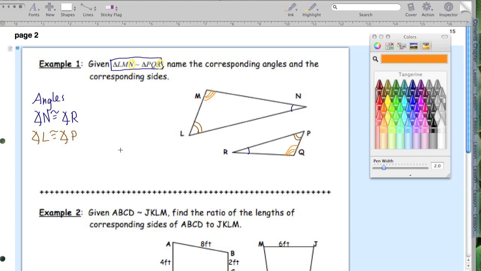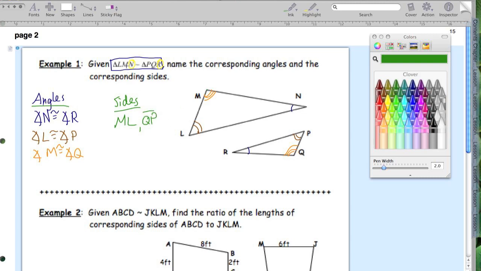So we don't even really need the picture. It helps, but we don't need to have it. As long as we have this up here, we can go ahead and figure out our corresponding angles, and it also works for corresponding sides. Let's say ML. So if we do sides, ML, and now that's the first two letters, or LM. ML is going to correspond to QP. QP is right here. So ML and QP.